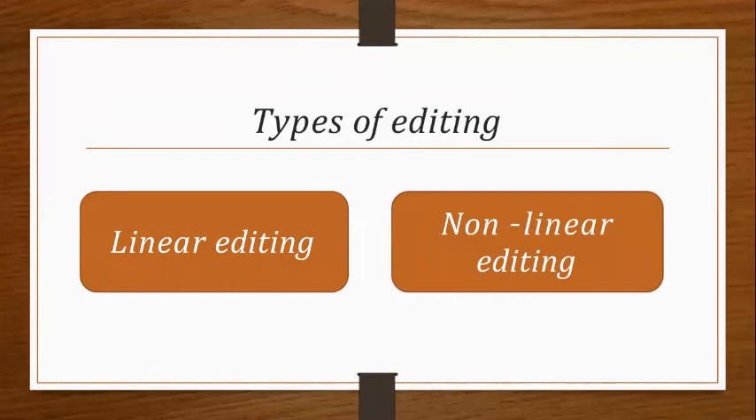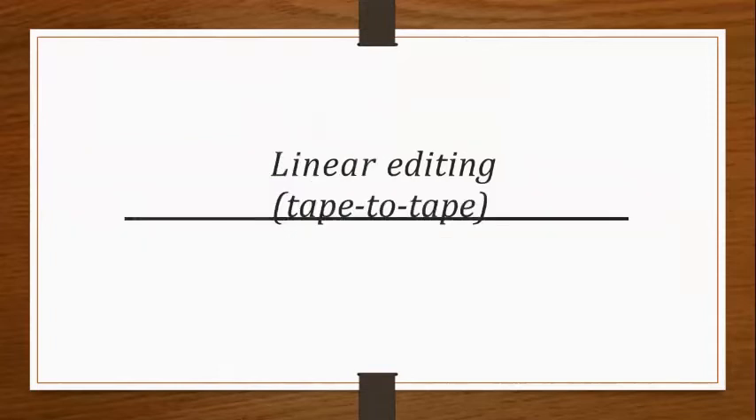When we are talking about the types, basically we have two types of editing. First is linear and the second one is non-linear editing. First of all, linear editing. Linear editing is that kind of editing in which we edit things in a linear or sequential manner. Linear video editing is a video editing post-production process of selecting, arranging and modifying images and sound in a predetermined, ordered sequence.